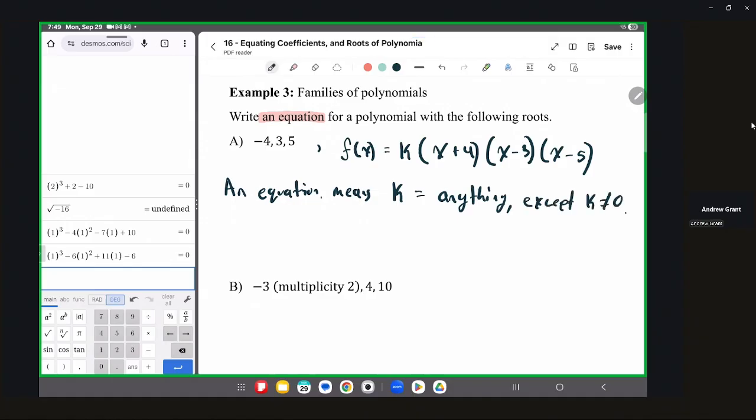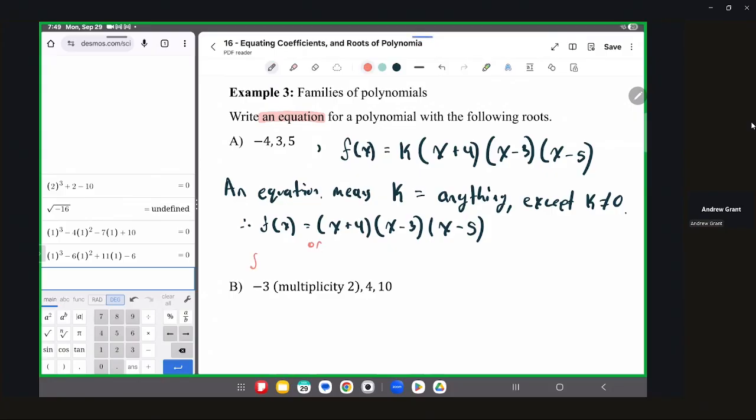So here we have an infinite number of k values that will satisfy the solution. So k could be 1, 2, 3, 4, whatever. The most common one is, you could say that f of x is equal to x plus 4 times x minus 3 times x minus 5. That's a solution.